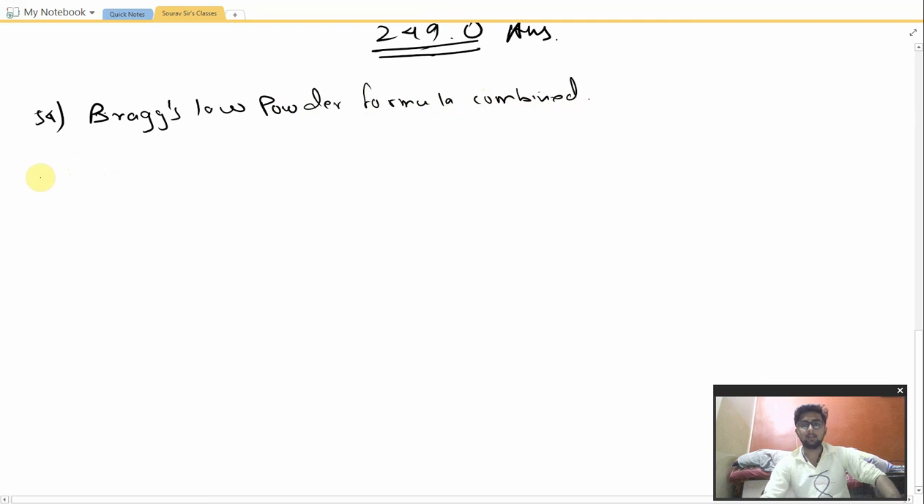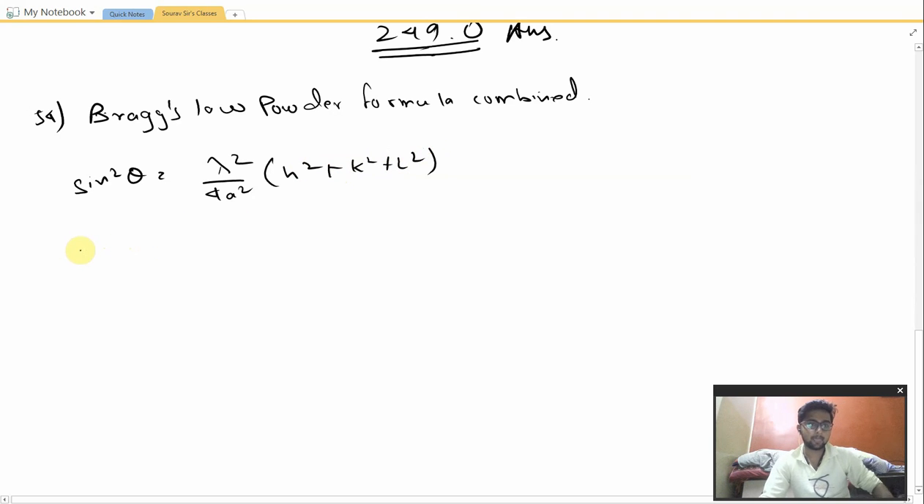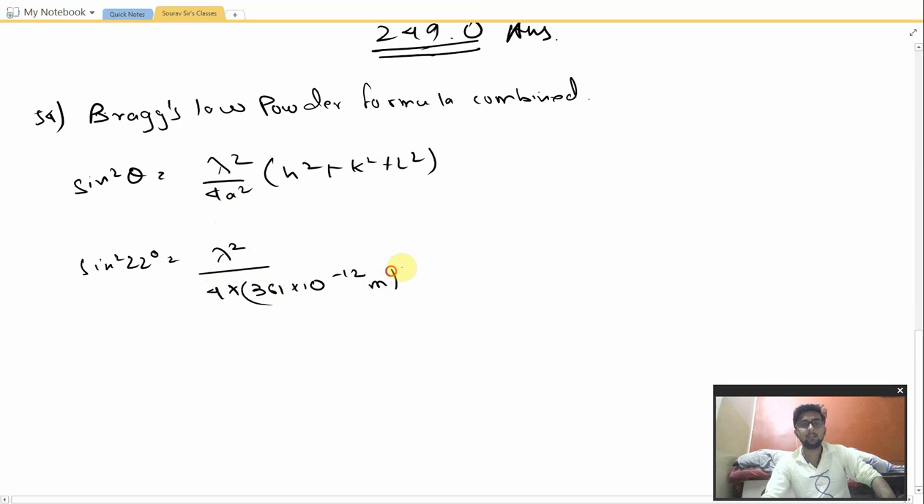This combined formula is given as sine square theta equals lambda square by 4a square into h square plus k square plus l square. Now putting the values here, sine square theta, where the value of theta is 22 degree, equals lambda square by 4 into the edge length, which is given as 361 picometer, that is 10 to the power minus 12 meter. So 361 into 10 to the power minus 12 meter, squared.